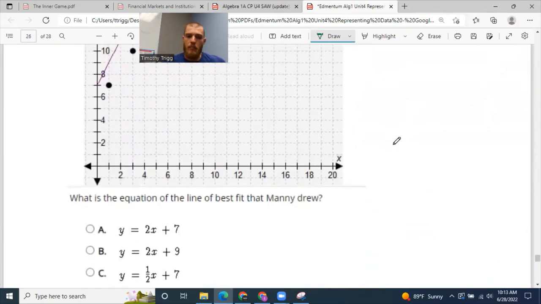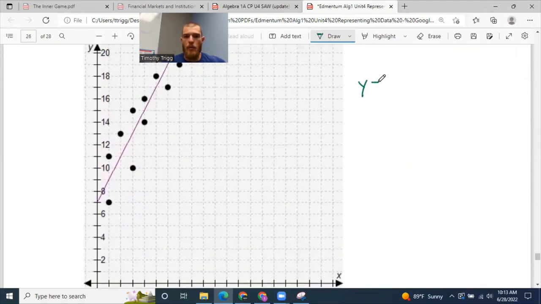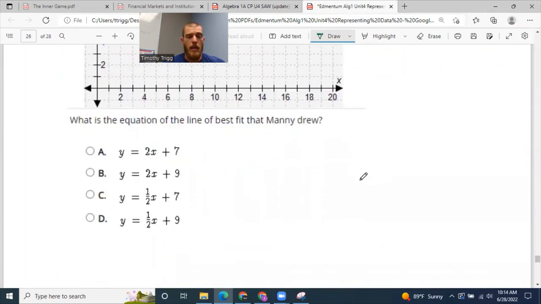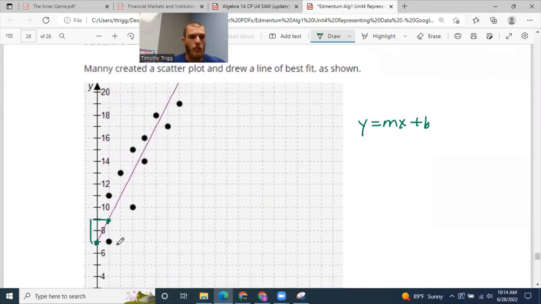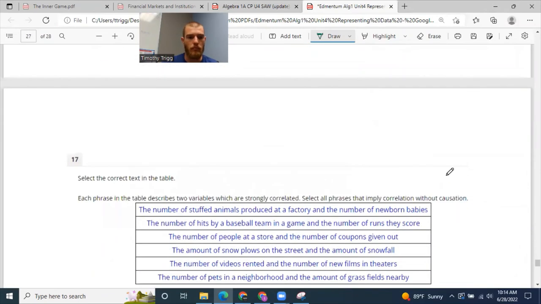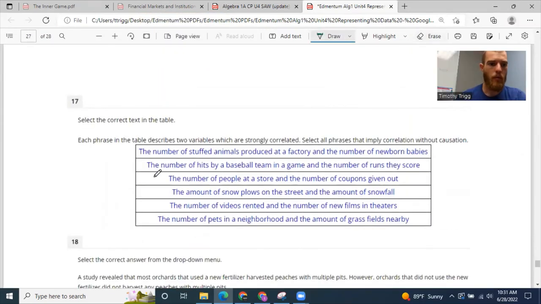Here we have a scatter plot writing the equation, y equals mx plus b. That's slope-intercept form. In this case, the y-intercept, the b, is right here. And you can calculate the slope by going from this point, perhaps to this point here. So what's the rise? What's the run? To calculate the slope. In this case, it's a positive slope because it's going upward as you go from left to right. In other words, a positive correlation.